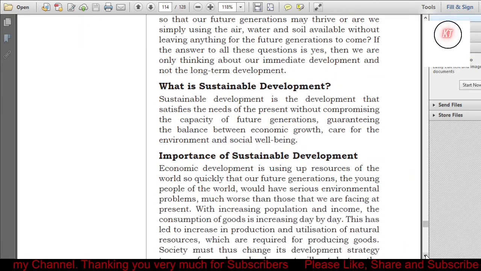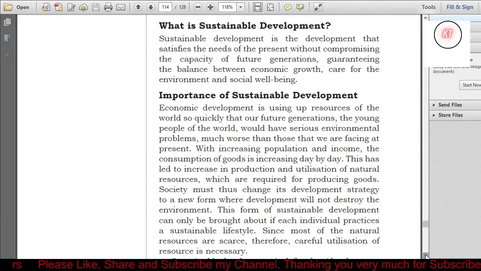What is sustainable development? Sustainable development is the development that satisfies the needs of the present without compromising the future generations, guaranteeing the balance between economic growth, care for the environment and social well-being. Importance of sustainable development.